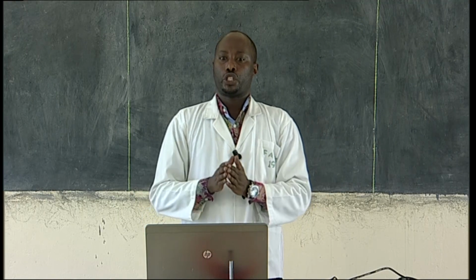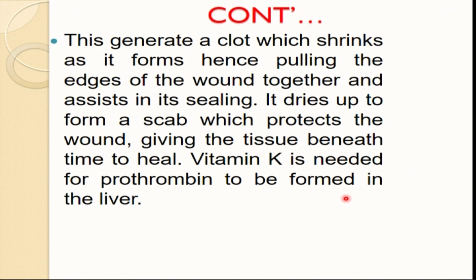So this generates a clot, which shrinks as it forms, and hence pulls the edges of the wound. The edges of the wound will just be pulled together and assist in sealing it. And it dries up to form a scab, which protects the wound and gives the tissue beneath time to heal. And vitamin K is needed for prothrombin to be formed in the liver. So in the absence of vitamin K, the prothrombin will not be formed in the liver. So for prothrombin to be formed in the liver, there must be a release of vitamin K.